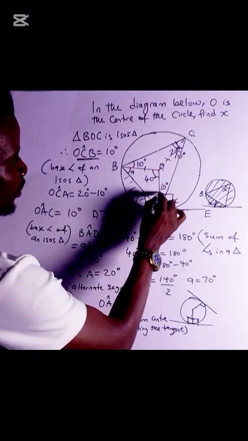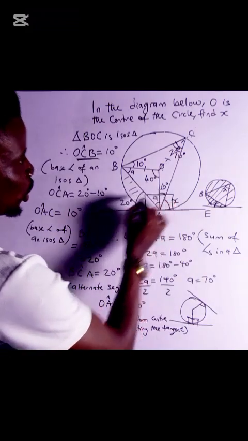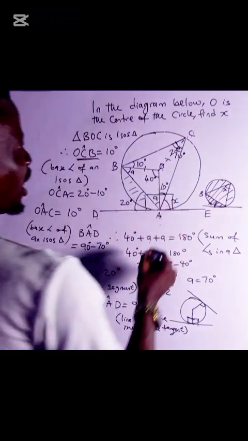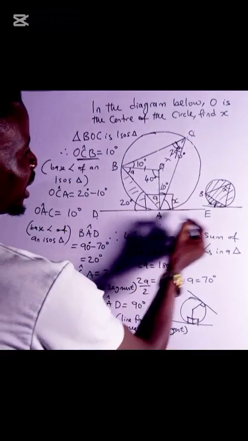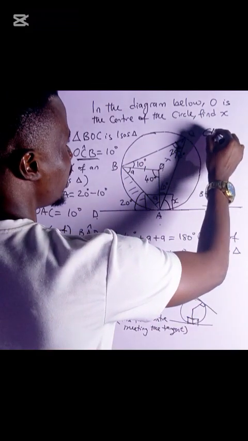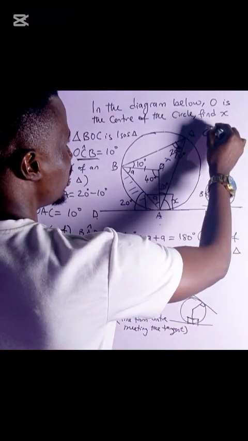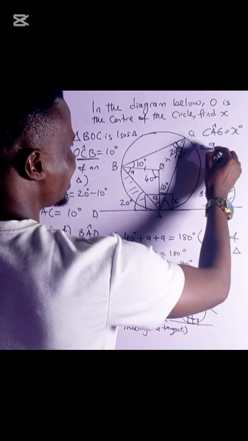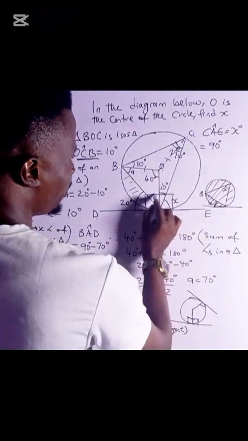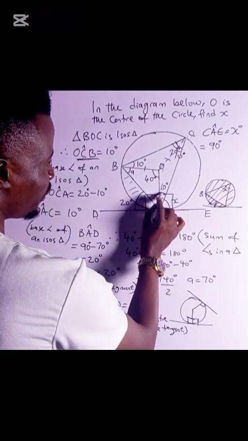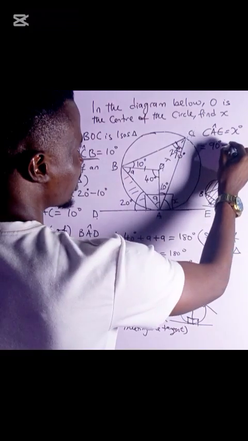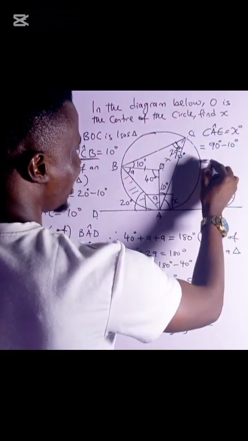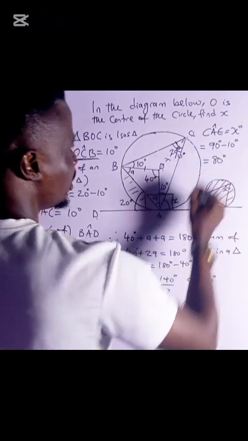But we have gotten a part of it to be 10. So what is our x? Our angle CAE, which is equal to x degrees, is equal to 90 degrees, the entire angle, minus the fraction that we know, minus 10 degrees. So your answer is 80 degrees.